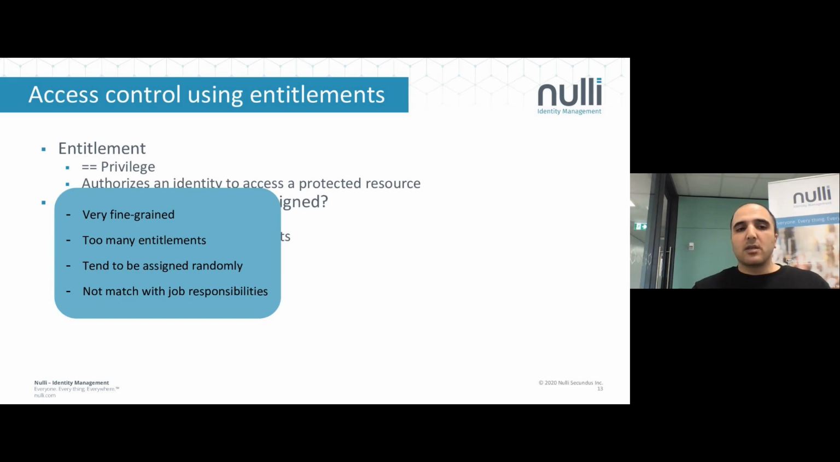This causes a few problems. First of all, we end up with a very fine-grained access management system where entitlements are very fine-grained and there are actually too many, which made maintenance of this access management system very difficult and hard for this particular client. And these entitlements tend to be assigned randomly, and they do not match with job responsibilities. These are the issues that this client had with their entitlement-based access management system.